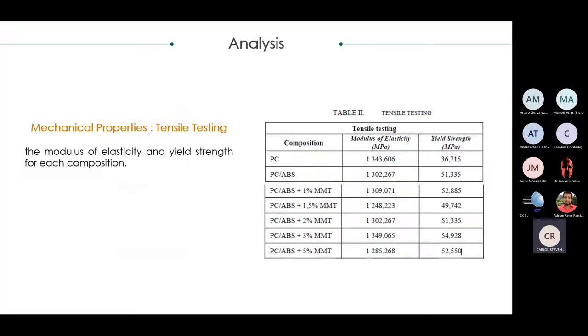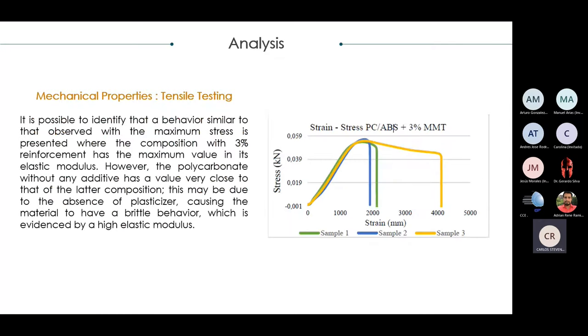We have the composition as a function of the modulus of elasticity and the yield strength, of course, varying the percentage of the AMT from 1% to 5%. We can see the highest values are with the 3% addition here, and the 5%, of course. These are the 2 highest values. Here we have the mechanical properties in the tensile testing. It's possible to identify a behavior similar to that observed with the maximum stress, where the composition with 3% reinforcement had the maximum value in its elastic modulus.